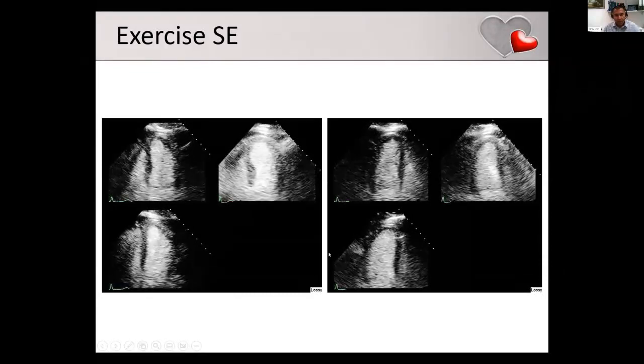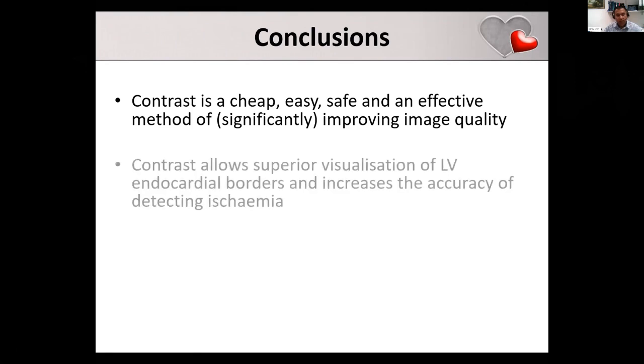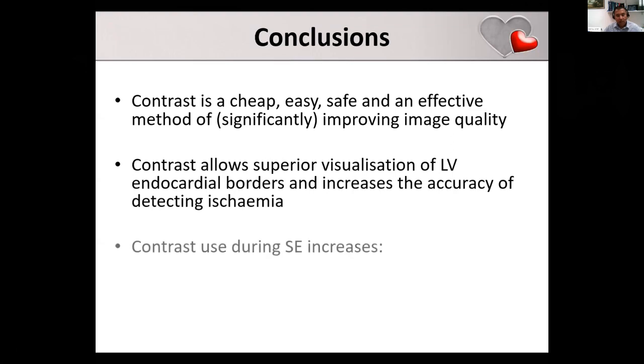So I think my conclusions, what I've hopefully demonstrated to you is that it's worth giving contrast. The number of times we see people trying to cope, and you think if you had just given the contrast, take the effort to make your images as easy as possible. Contrast is cheap, it is safe, it's very effective in improving your image quality, and it will improve your confidence in calling studies either normal or abnormal. It also therefore makes you more accurate in detecting wall thickening abnormalities.